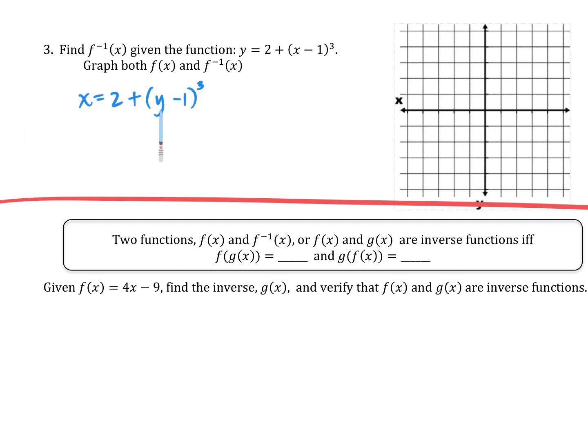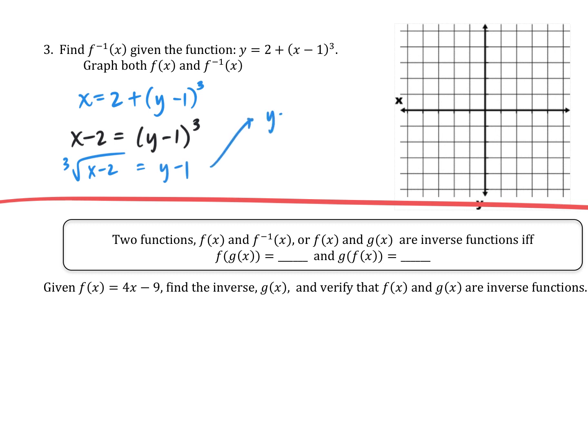Then we have to get y by itself. What are we going to do first to get y by itself here? Subtract 2. Ooh, how am I getting rid of a cube? Cube root it. Question, do I need a plus or a minus with a cube root? I do not. Any odd exponent, I do not need a plus or a minus. Any even exponent, I need a plus or a minus, okay?